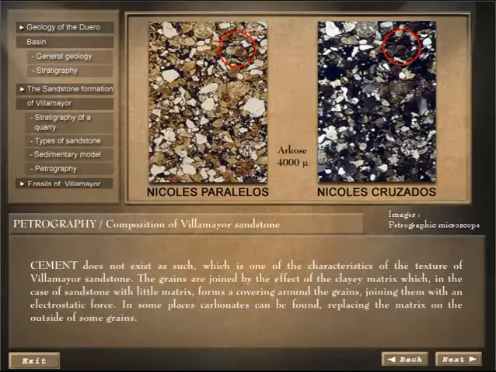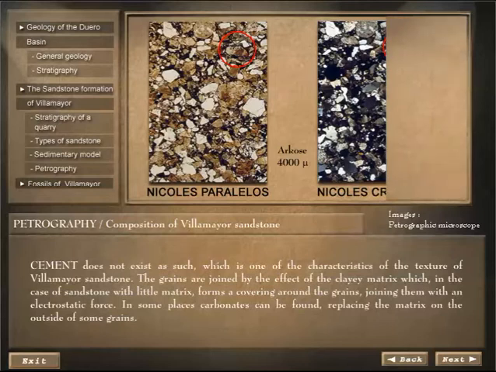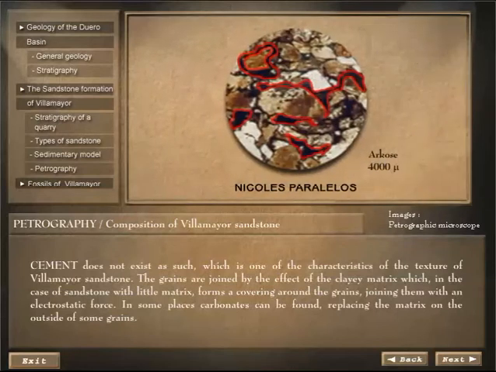Cement does not exist as such, which is one of the characteristics of the texture of Villamayor sandstone. The grains are joined by the effect of the clayey matrix, which in the case of sandstone with little matrix forms a covering around the grains, joining them with an electrostatic force. In some places carbonates can be found, replacing the matrix on the outside of some grains.